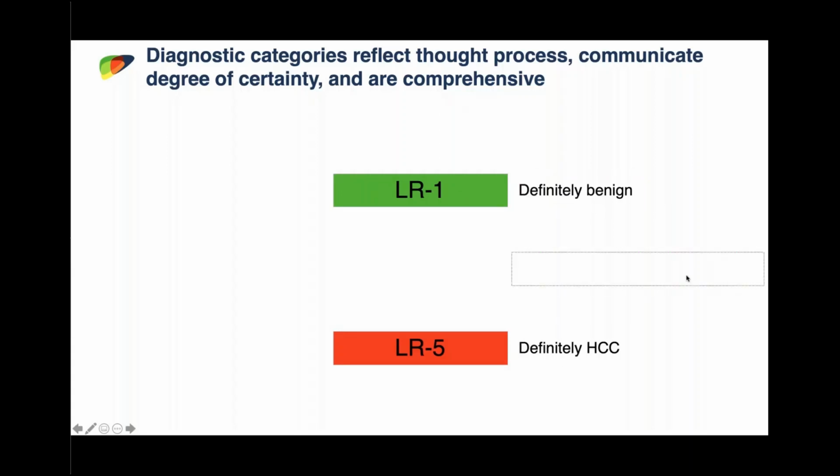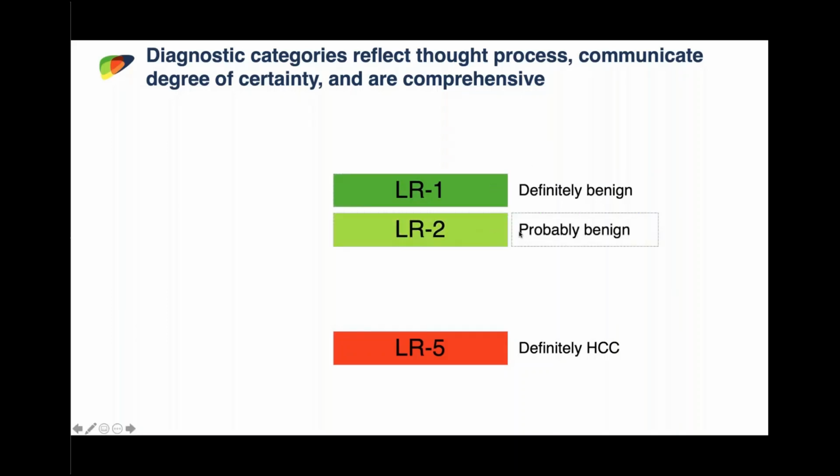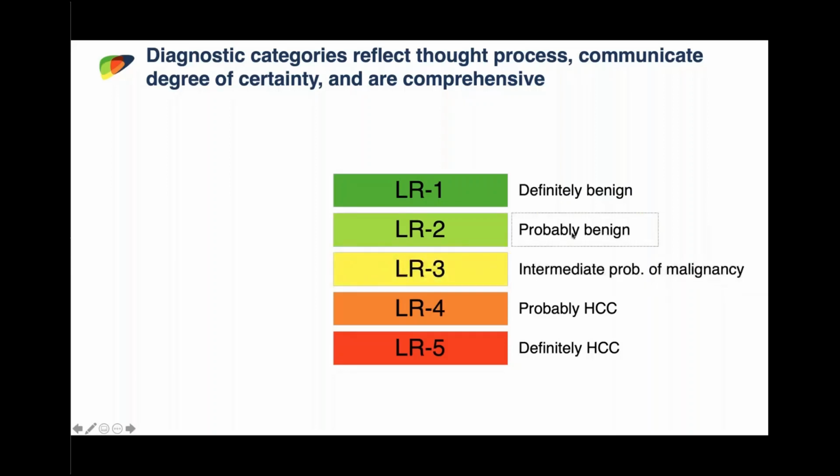They might be able to say that for some lesions, but not for every single lesion, because sometimes there's some degree of uncertainty. And so if the radiologist thinks that it's probably benign, but it's not 100% certain, we call that a LI-RADS 2, or probably benign. If the radiologist thinks it's an HCC, but it's not 100% sure, we call that a LI-RADS 4, or probably HCC. And if the radiologist is unsure at all whether it's more likely benign or malignant, then we call it a LI-RADS 3, intermediate probability of malignancy.